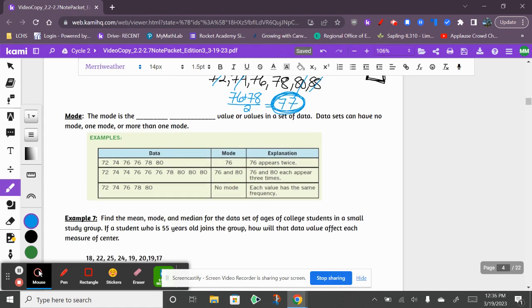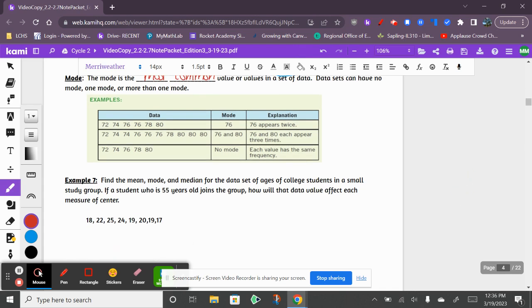The mode is the most common value or values in a set of data. Data sets can have no mode, one mode, or more than one mode, depending on the scenario. So if we look at this data set, 76 appears more than any other number in our list. So 76 would be our mode.